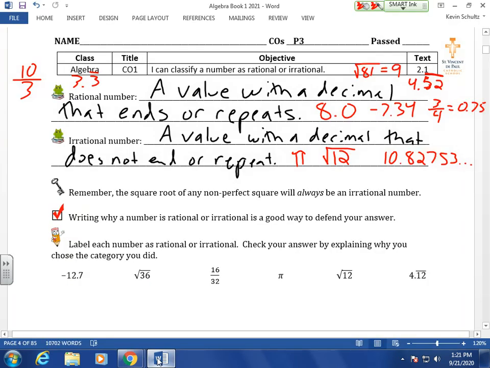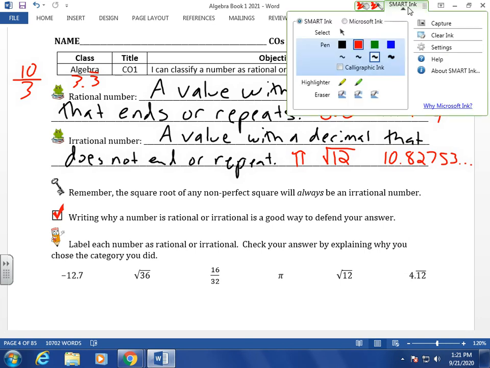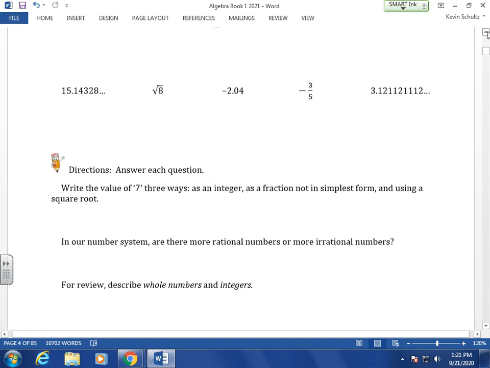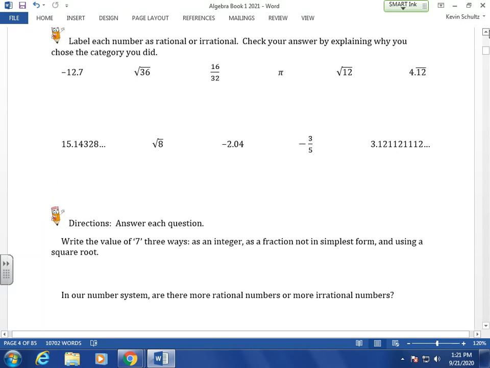Okay. Any questions on the definition of rational or irrational numbers? Your homework, you can identify by looking at the Mr. Heavy Pencil sections. You've got two of them here. The first one says label each number as rational or irrational. Check your answer or defend your answer by explaining why you chose the category that you did. If all I see in your homework tomorrow is a bunch of R's and I's, I'm not going to give you credit for it because I want you to defend why you chose that. You don't have to write a novel. I'm not asking you to write a paper about it.